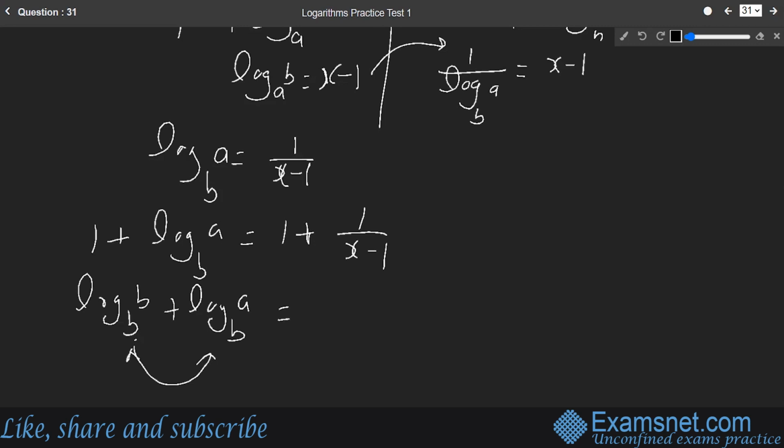And on the right hand side, obviously I have 1 plus x minus 1. So if I take the LCM, it is always going to be x minus 1 plus 1, that is nothing but x over x minus 1.